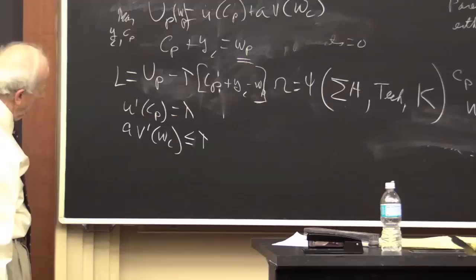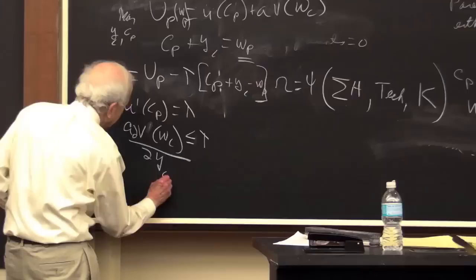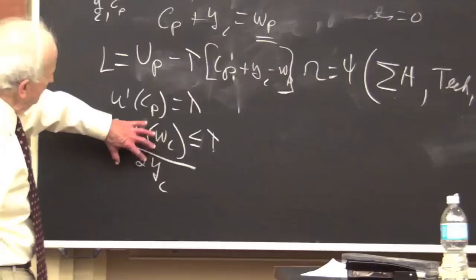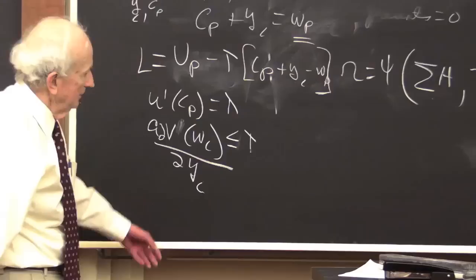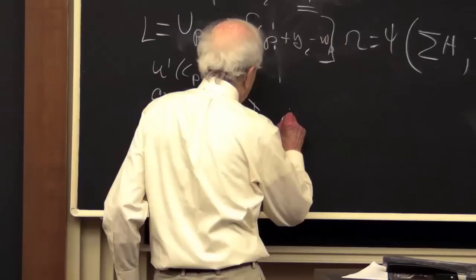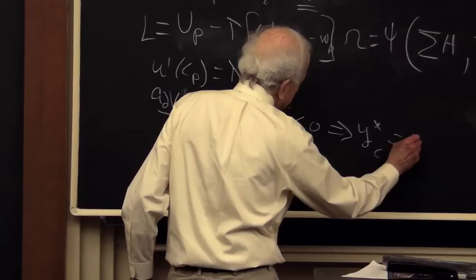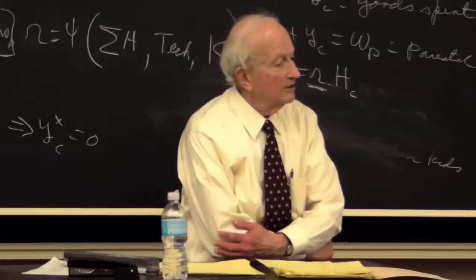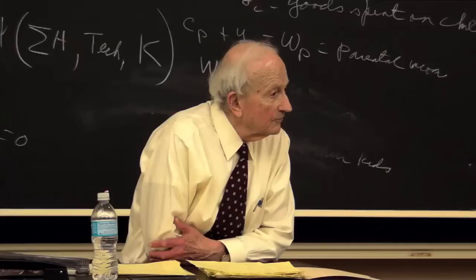So this is the dW of C over dY of C, okay, less than or equal to lambda. This is the marginal utility you get from an increase in Y, investing in children. I write less than or equal to to allow for the possibility, which I'm going to eliminate shortly, that less than lambda implies Y star of C equals zero. That is, if you're not getting enough utility from spending on your kids relative to what you can get from spending on yourself, you wouldn't spend any on kids, right? So, give me an example where that would happen.